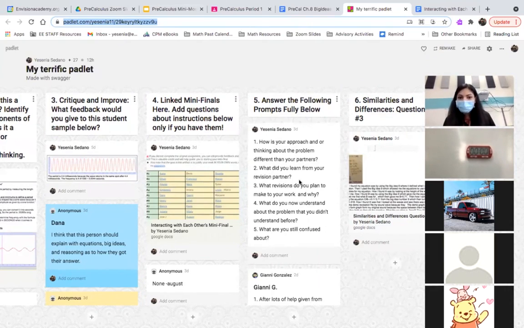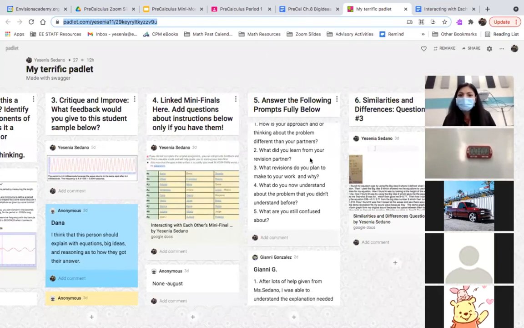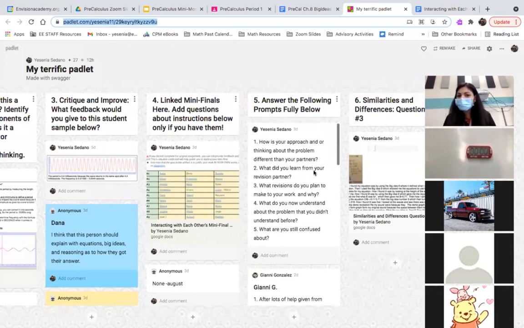If there was any differences, what did you learn from your revision partner? If you didn't, you could be honest and say, I really didn't learn anything. That's okay. What revisions do you plan to make or not? So just answer these reflection questions honestly.